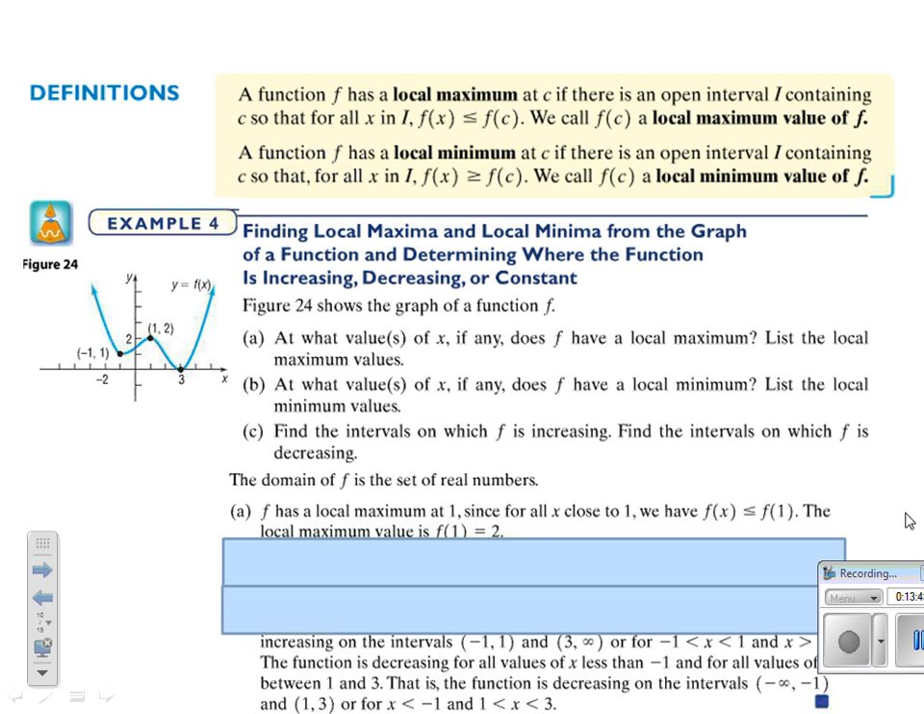And then B, at what value of x, if any, does f have a local minimum? And list the local minimum values. So we have two minimums here. From negative infinity to 0, we have a local min at negative 1, 1. And from 0 to infinity, we have a local min of 3 at 3, 0.